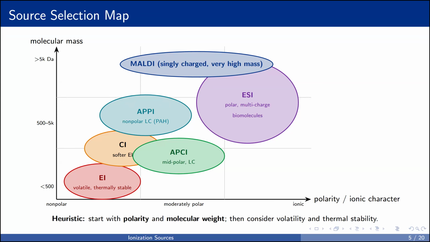A rough heuristic for a new analyte: first ask about polarity. If the compound has ionizable groups or is very polar, start with ESI. If it's volatile and nonpolar, go EI. If it sits in between or is thermolabile, APCI is often the right answer. If it's very large, MALDI is the specialist. We'll refine this framework at the end of the lecture.